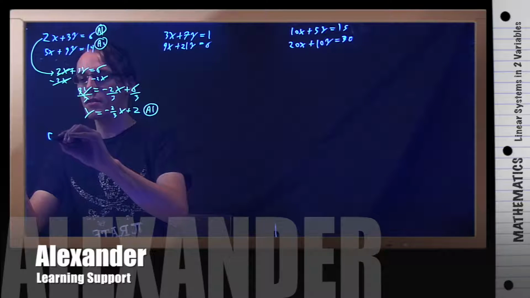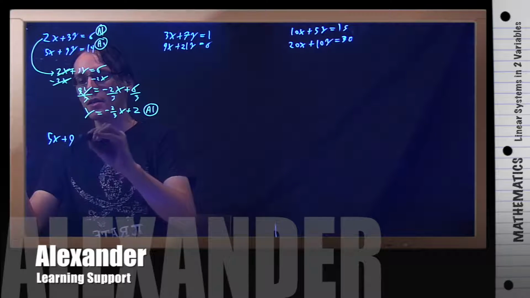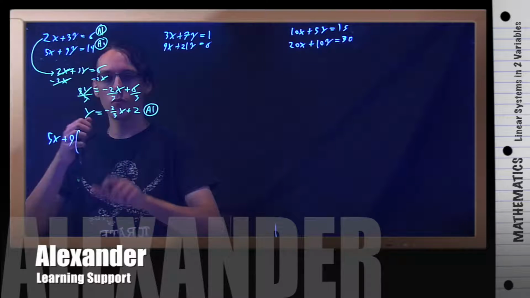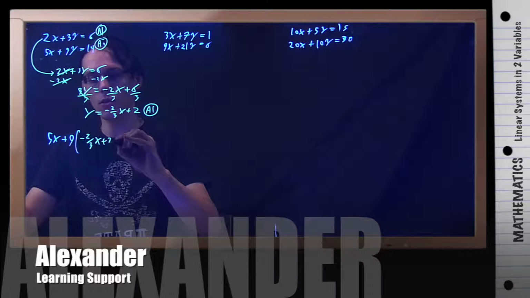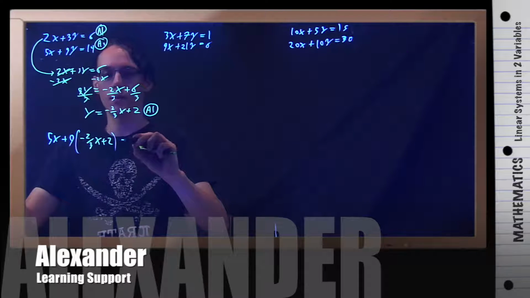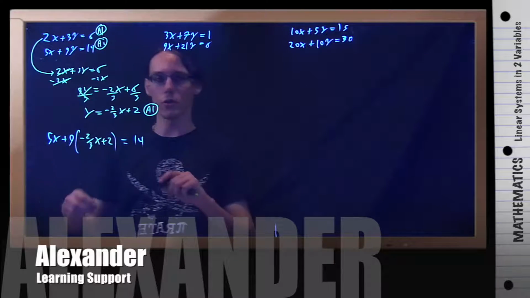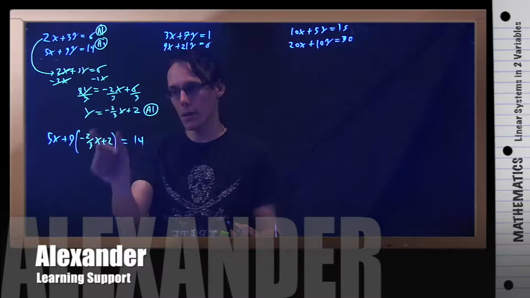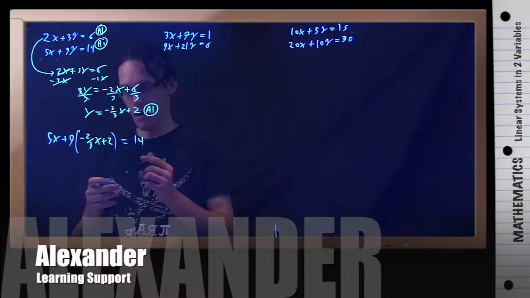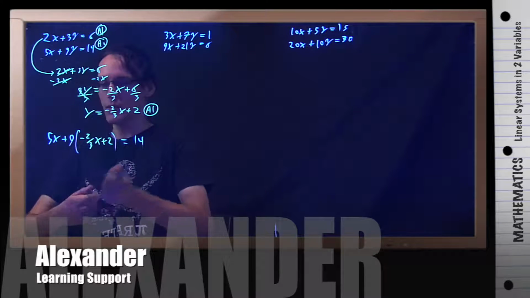So equation 2 is 5x plus 9 times y. But what's y? Well, it's negative 2/3 x plus 2. And that is why this is called substitution. I'm taking what the variable is in terms of the other equation and plugging it into the second equation. Okay. So now I just simplify this.